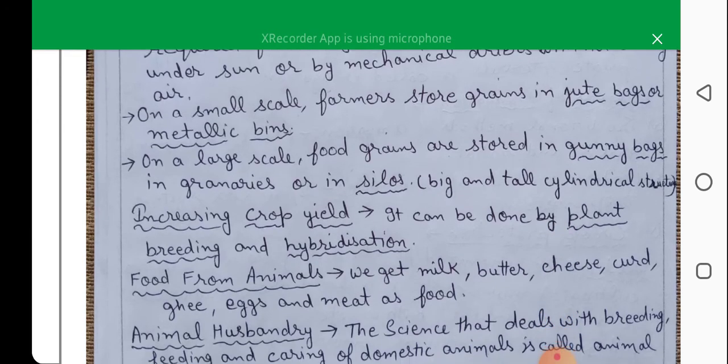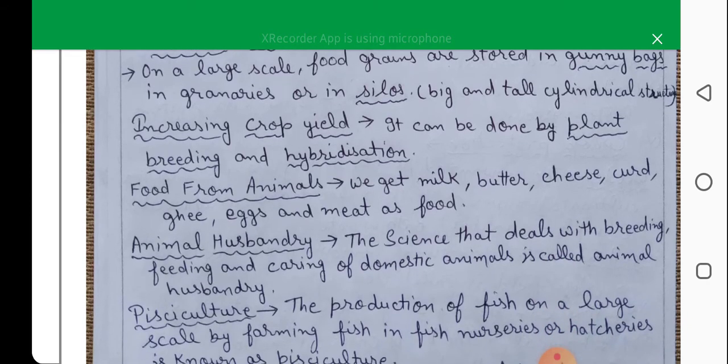On a small scale, farmers store the grains in jute bags or metallic bins. On a large scale, the food grains are stored in gunny bags in granaries or in silos. The silos are big and tall cylindrical structures. Increasing the crop yield can be done by plant breeding and hybridization.